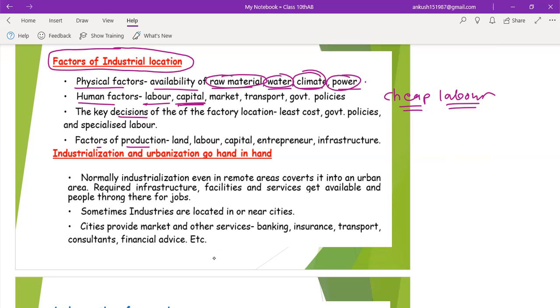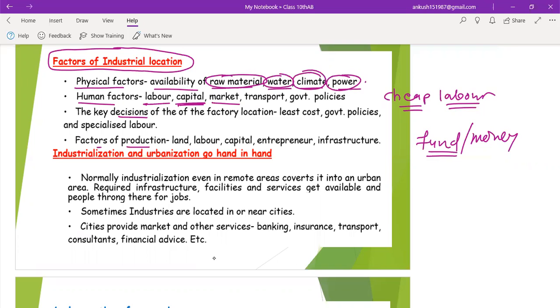Capital, what does capital mean? That is fund, money. What amount of money is with the industrialist. Second thing is market. Why is market important? Suppose you have manufactured a lot of products, but those products are not finding a suitable market to be sold. So those products would just stay there in the industrial area, isn't it? So it is very necessary for any industry setting up over there to see that the market is there.